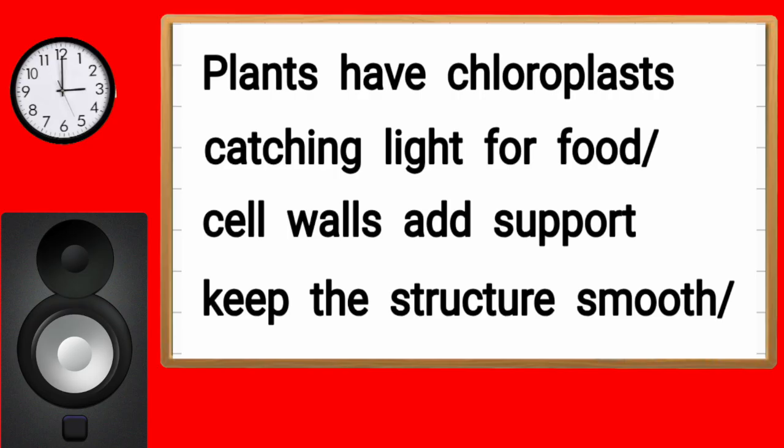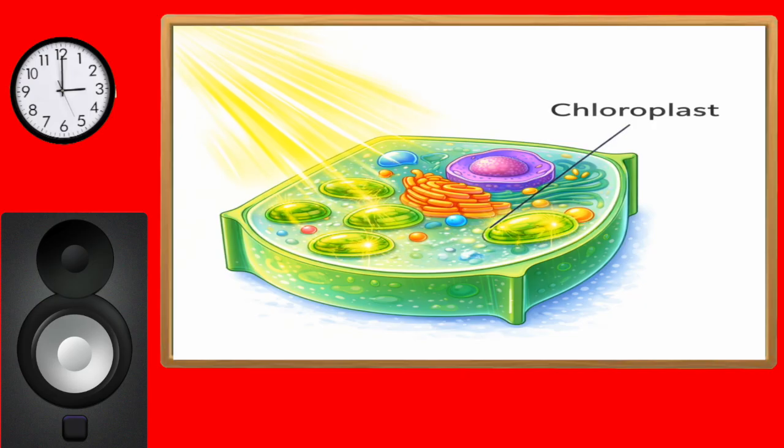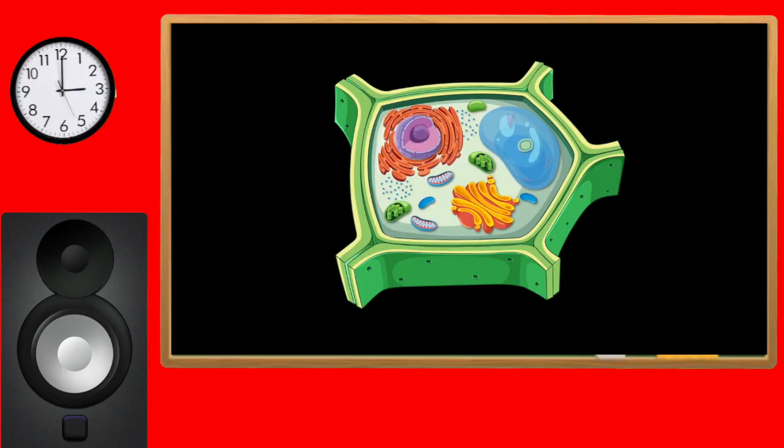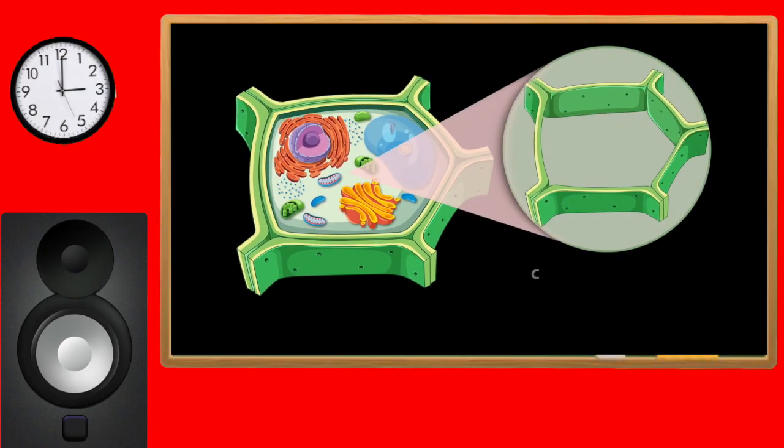Plants have chloroplasts, catching light for food. Cell walls add support, keep the structure smooth. Plant cells have chloroplasts that capture sunlight to make food through a process called photosynthesis. Plant cells also have a cell wall that provides support and helps the cell keep its shape.